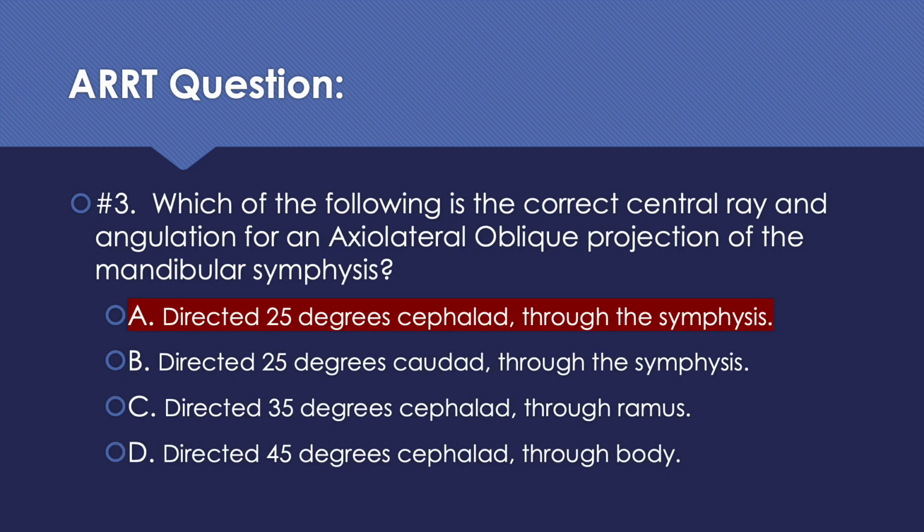For our third and final question: which of the following is the correct central ray and angulation for an axiolateral oblique projection of the mandibular symphysis? The answer is A, directed 25 degrees cephalic through the symphysis. For all axiolateral and axiolateral oblique projections, we'll have a 25 degree cephalic angle through the area of interest, which is parallel to the IR.